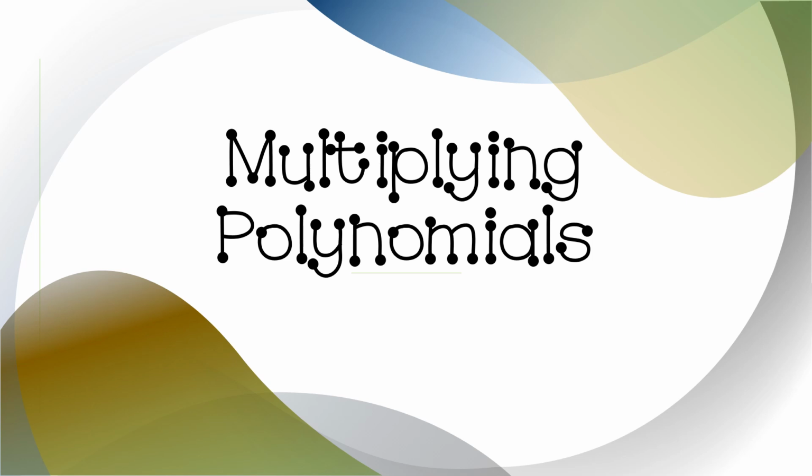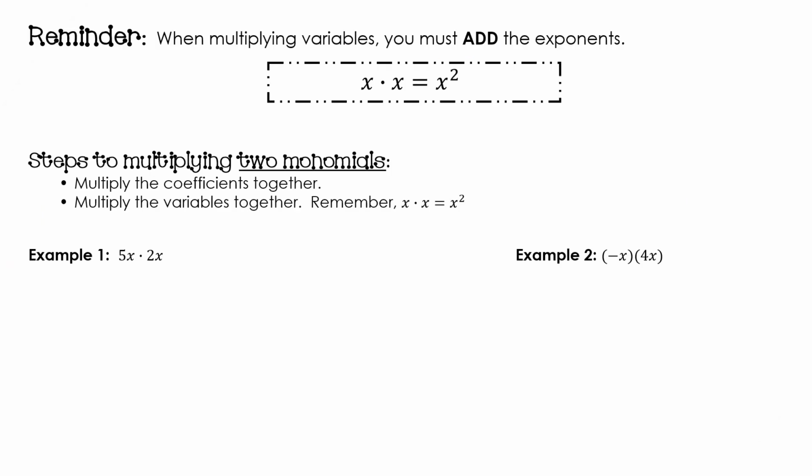Today we're going to look at how to multiply polynomials. So as a reminder, when you are multiplying polynomials together, you always add the exponents. So since we are in a unit about quadratics, we are going to only see x times x, which is equal to x squared.